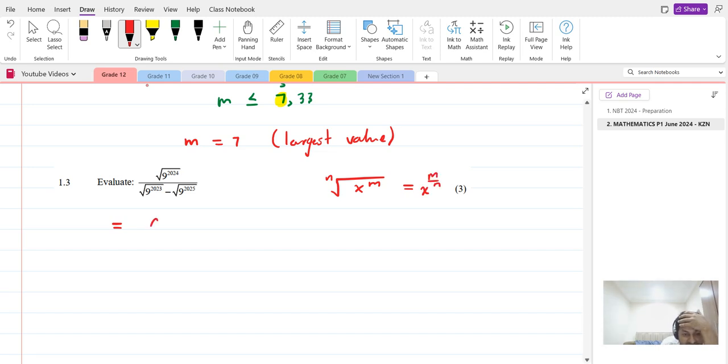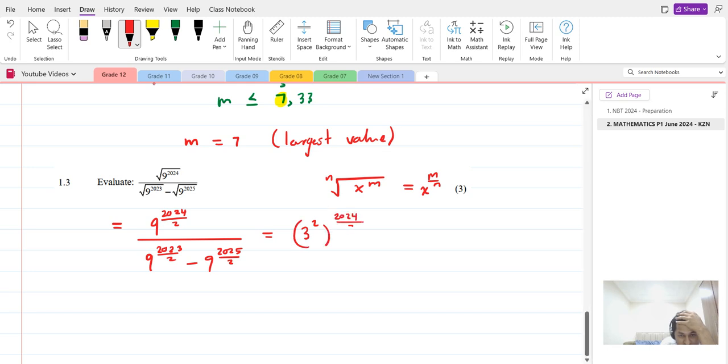So I'm going to write this as 9 to the power 2024 divided by 2, because that's square root. Now watch how nicely this works out. And that's 9 to the power 2023 divided by 2, subtract 9 to the power 2025 divided by 2, because there's an imaginary 2 outside. Now, if we want to simplify this, remember 9 we can write as 3 squared. 3 squared to the power 2024 divided by 2, and you can clearly see the 2 and the 2 cancel out. Same story here. Replace all the 9 with 3 squared, and then you'll find that the 2's cancel out.